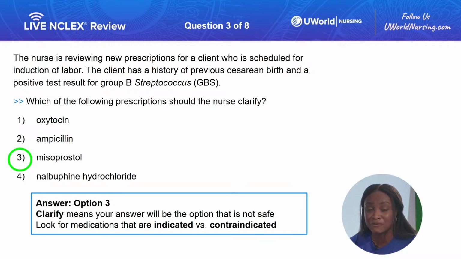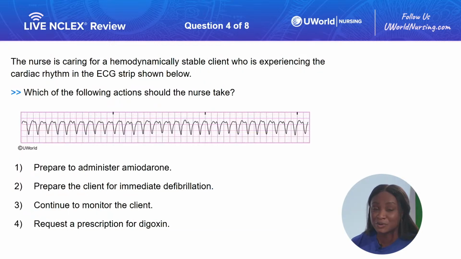Options 1, 2, and 4 are all correct options. These are all safe for a client who is in labor or scheduled for an induction. Oxytocin is used to induce the labor. Ampicillin is an antibiotic given for the strep B to help prevent it from transmitting to the child. And nalbuphine is a medication that is given to help with the lungs. So it is appropriate, or not lungs, sorry, to manage pain. So it's also okay to be given, especially during labor. So good job, guys.